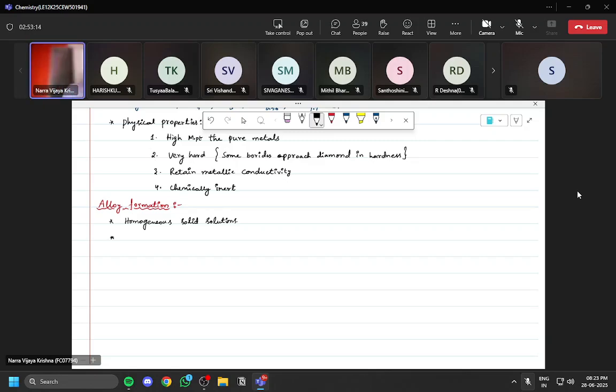Another important point: if I mix two metals to form an alloy, their sizes should be approximately the same, or their atomic radius difference should not be greater than 15%. If the atomic radius difference is greater than 15%, they cannot form alloys. Example, lithium cannot form alloy with potassium, rubidium, cesium, but it can form alloy with sodium. Are you able to understand? Reason: the lithium-sodium radius difference is not large, but lithium to potassium difference is high.